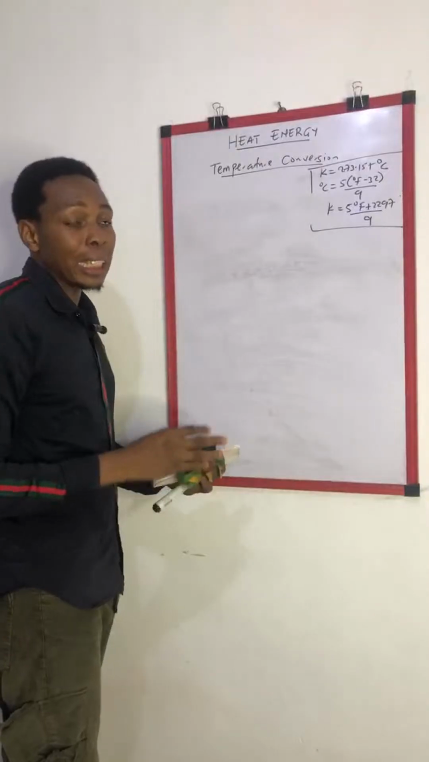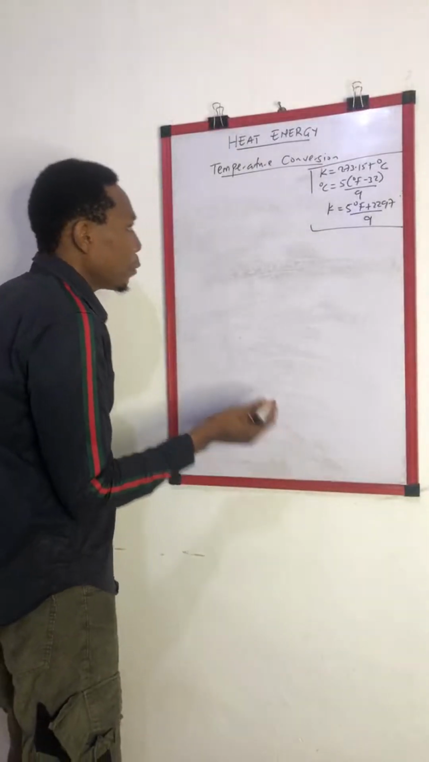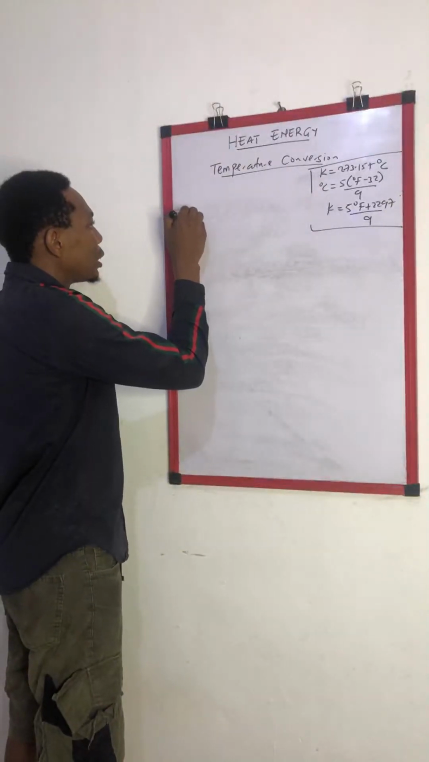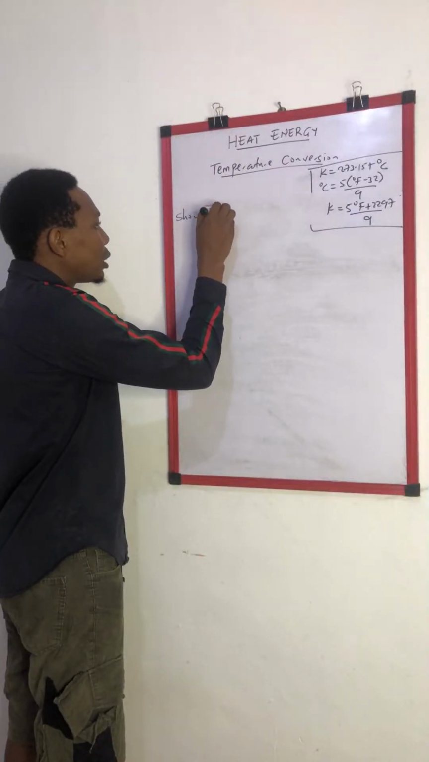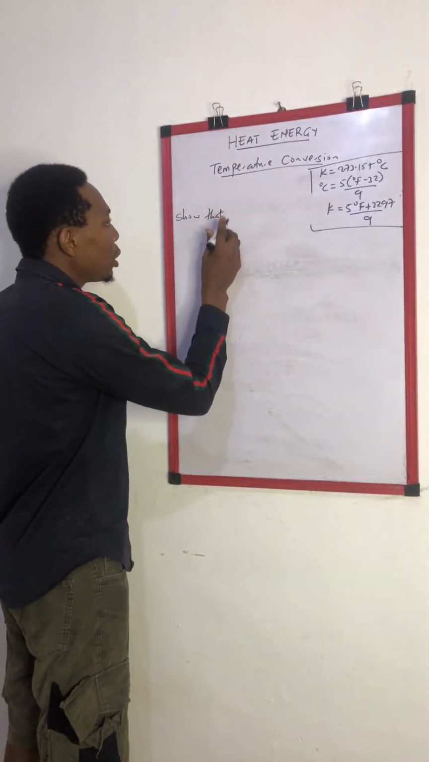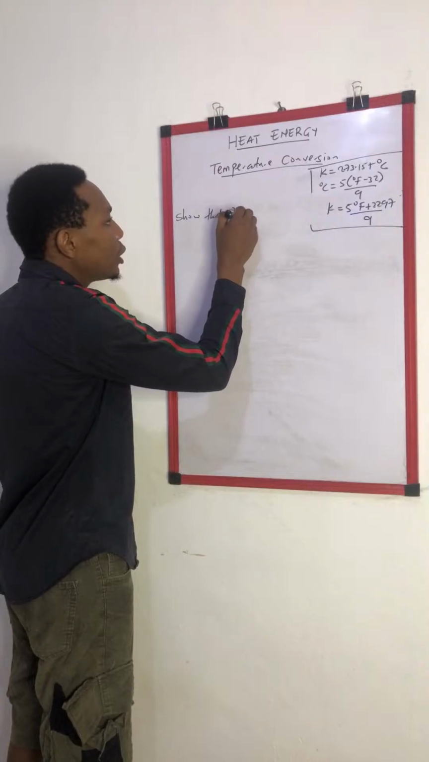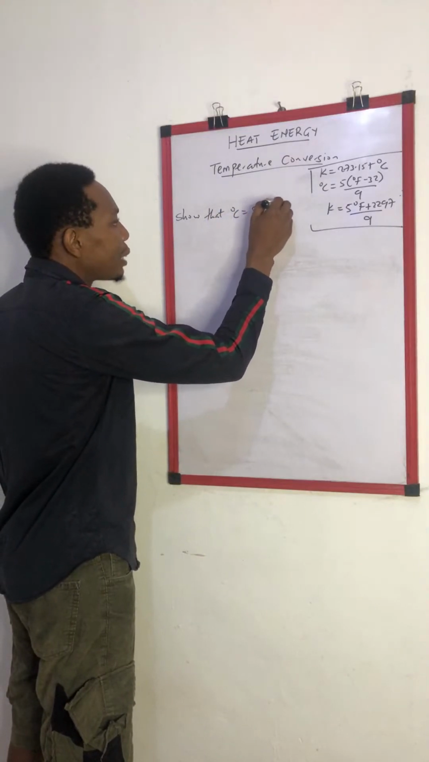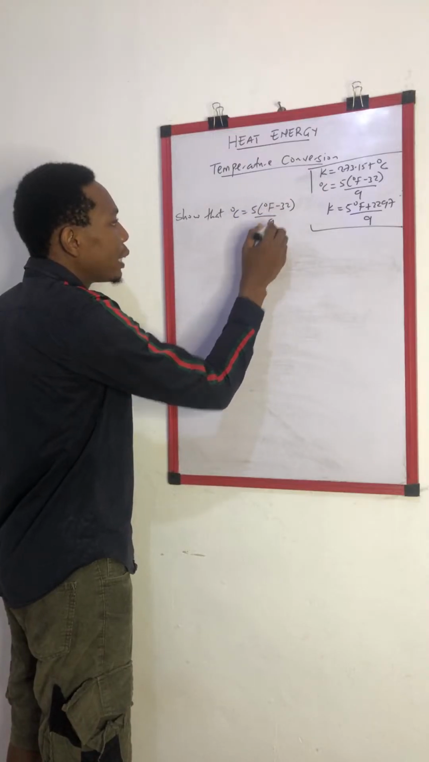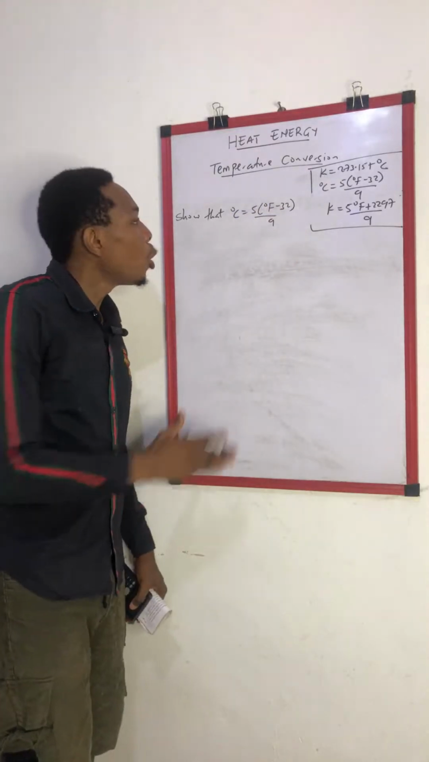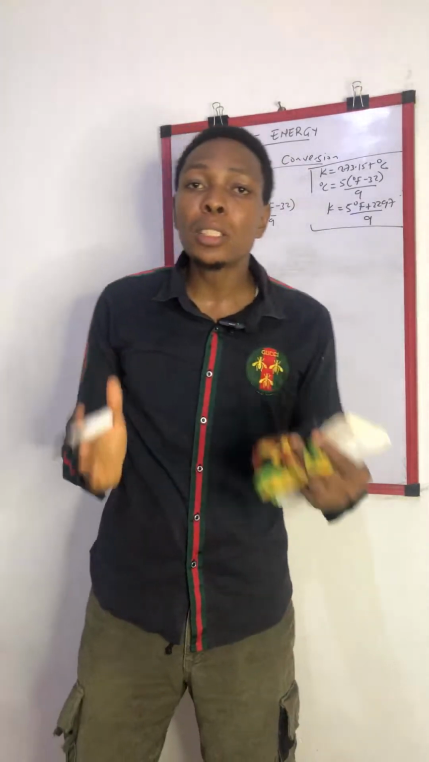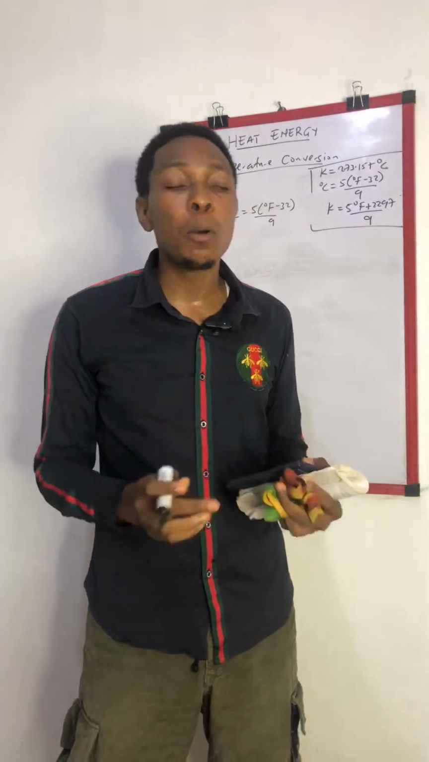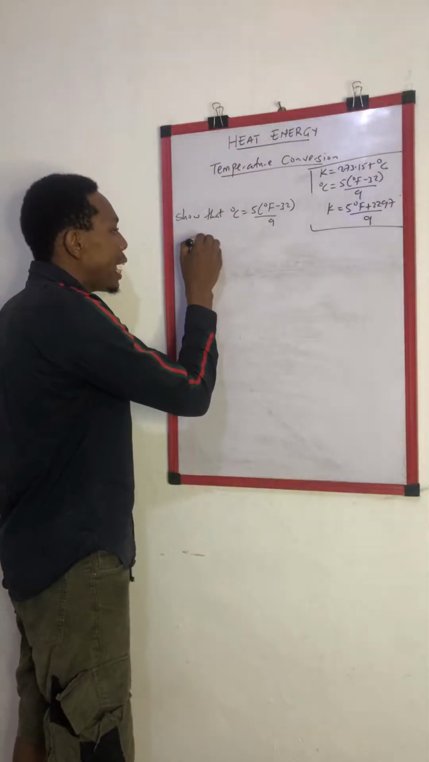Now to prove that is very easy. They'll ask you in your heat energy, show that degree Celsius equals 5 bracket degree Fahrenheit minus 32 all over 9. How do you do this? To prove this formula, you make use of what is called extrapolation method.